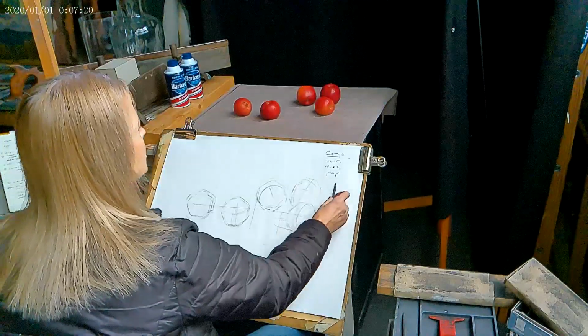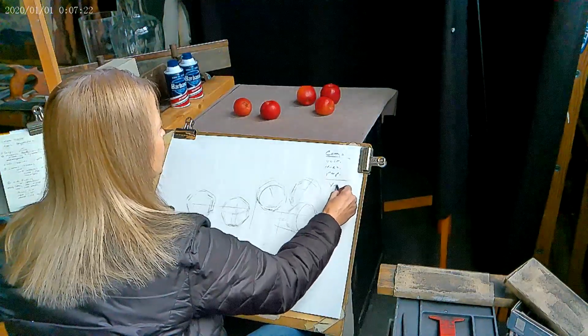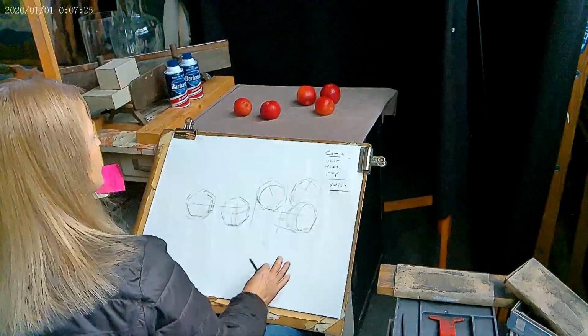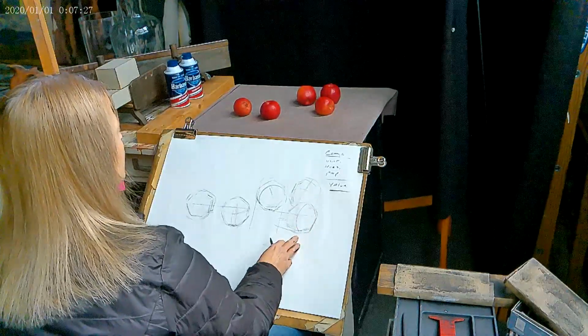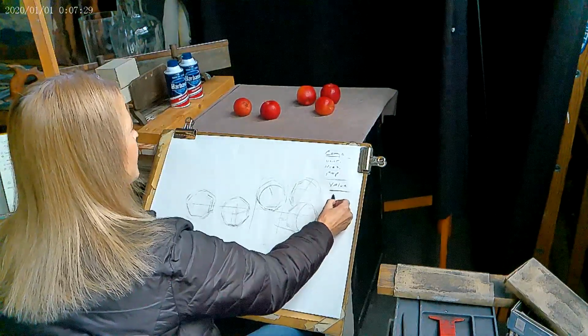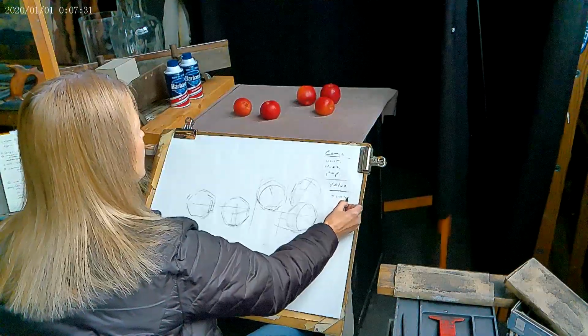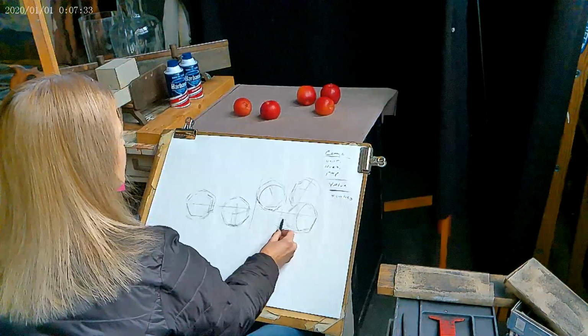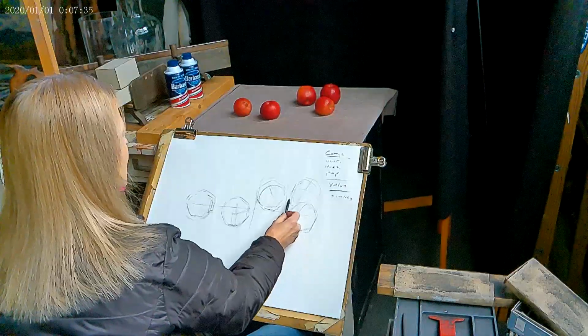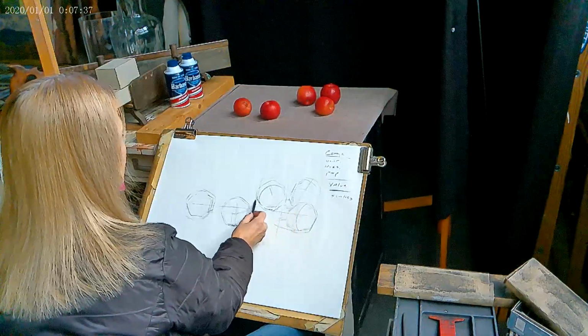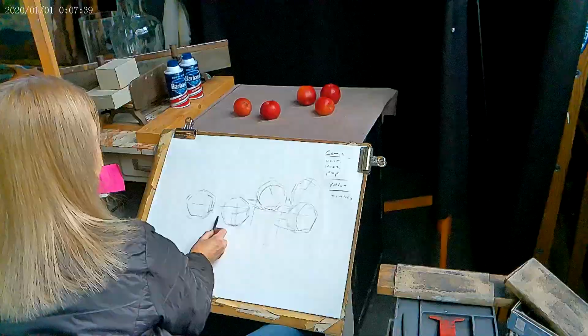And next we're going to work on value, right? I'll cover this a little bit more next time. But remember, we need at least 5 values, okay? And so there's the cast shadows. All right, let's do those.